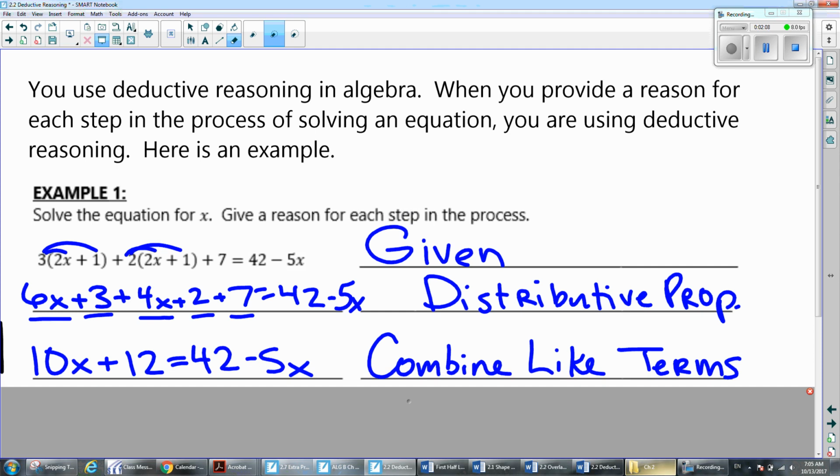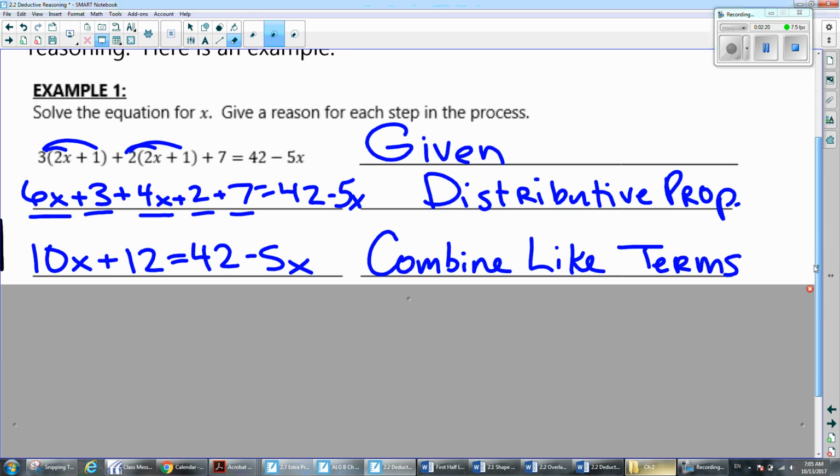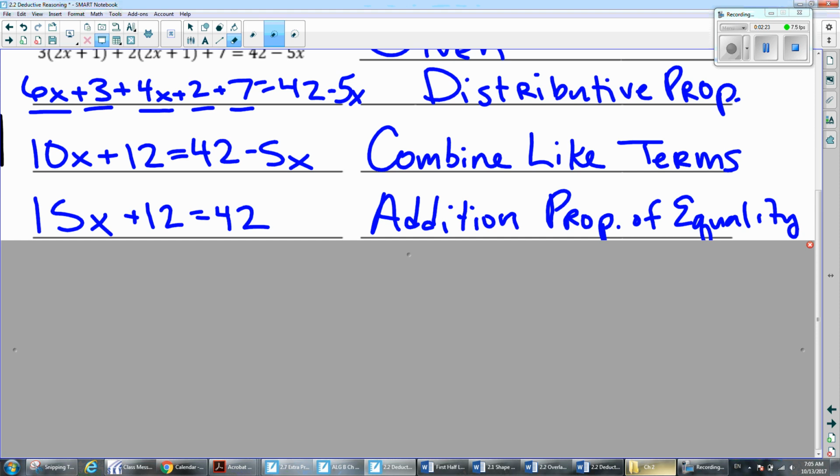Then we need to combine our like terms. We can combine 6x plus 4x to get 10x, and 3 plus 2 plus 7 to get 12 on the left. That equals 42 minus 5x. Then we have 15x plus 12 equals 42. All we did was add 5x to both sides. That's the addition property of equality when you add the same thing to both sides.